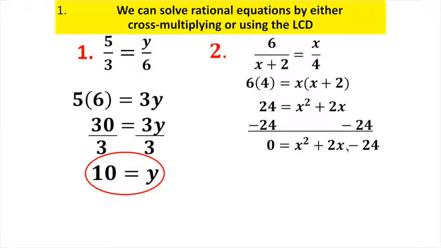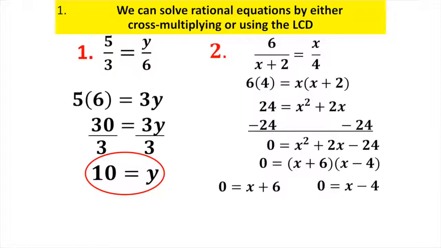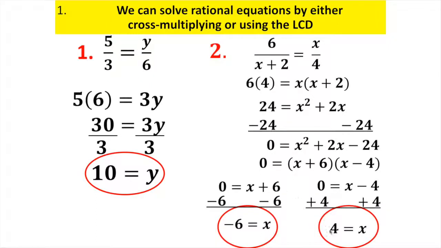But I can see right away that I can factor this. Two numbers that multiply together to give me negative 24, but add together to give me 2. Let's see, that would be a 6 and negative 4. So there are my factors. Now that I have my factors, I can set each portion equal to 0. X plus 6 equals 0, and x minus 4 equals 0. Solve each one of them individually. I'll subtract 6 from both sides. I find out that x equals negative 6. Add 4 to both sides and find out that x equals 4.